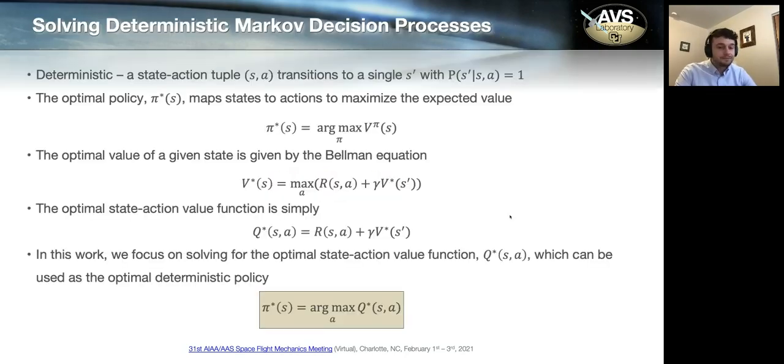So on to methods. Really, what we're concerned with doing in this work is solving for the optimal policy. And we solve for the optimal policy by solving for the optimal state action value function, Q star of s, a. And that's just a measure of the expected value of all future reward given a current state and action. And so we do this with 2 methods. We do this with Monte Carlo tree search, and then we take the data that we generate with Monte Carlo tree search and we regress over it with state action value networks to generalize the behavior.